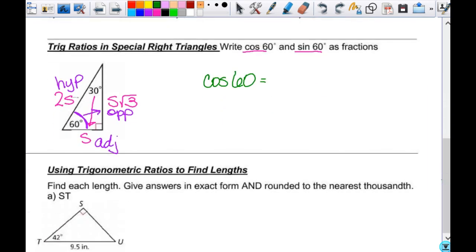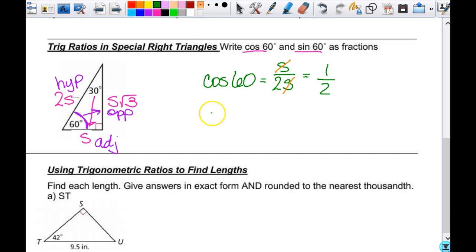So cosine of 60 is going to be S, adjacent, over the hypotenuse, which is 2S. Can I reduce that? What happens with the S's? They cancel out. So am I just left with 2? It's 1 over 2. Good. So the cosine of 60 is 1/2, right? Something that eventually you'll just have to know. Your calculator will give you the 0.5, so you can figure out that it's 1/2.